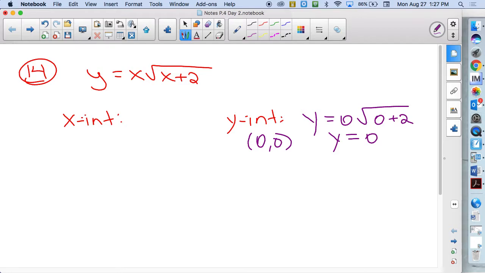The x-intercept is a little trickier because usually you have to solve for x. Now the equation is in y equals form. Brandon, I'm getting you a pass before I forget. Thank you.